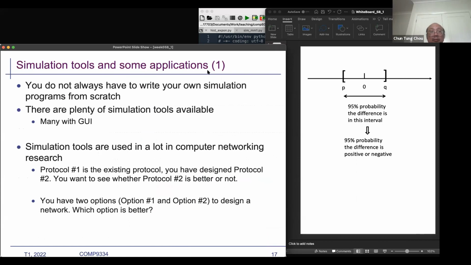When it comes to doing simulations, sometimes you may have to write your own simulation code, but sometimes you do not have to, because there are also simulation tools out there to help you do simulations.